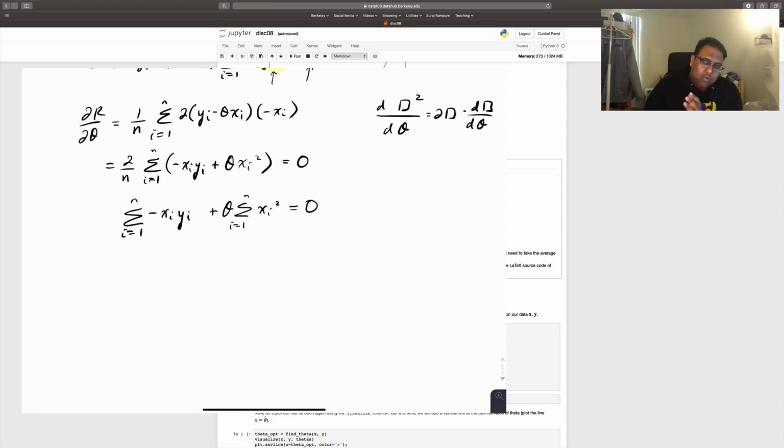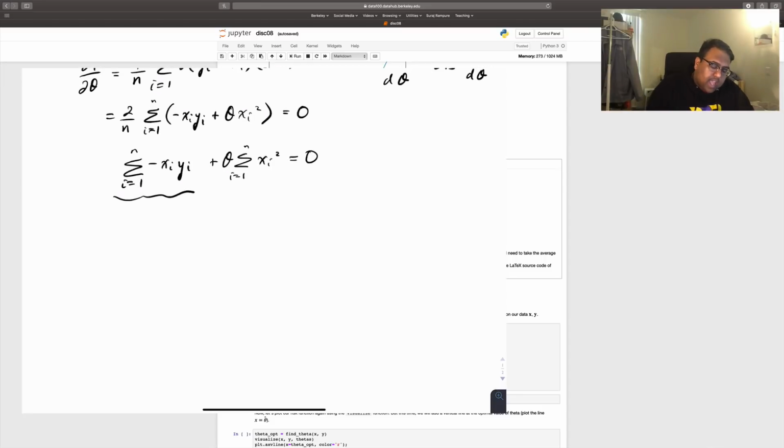But again, I want to solve for theta on its own, and so what I can do is move this term to the other side by adding it, right? And so I can add the sum of xi yi to both sides, and I get theta times the sum of xi squared is equal to the sum from i equals 1 to n of xi times yi. And now I can just divide both sides by this term to solve for our optimal theta.